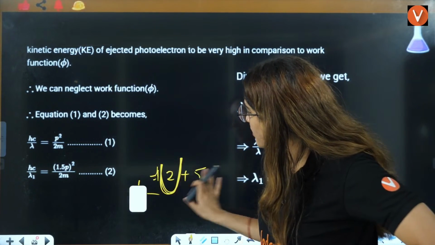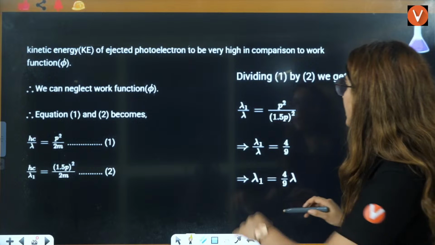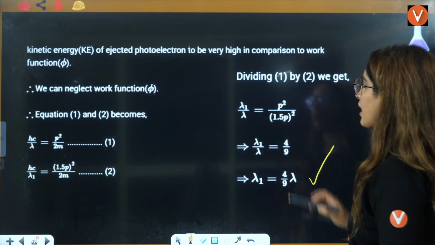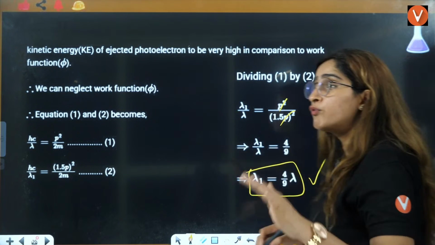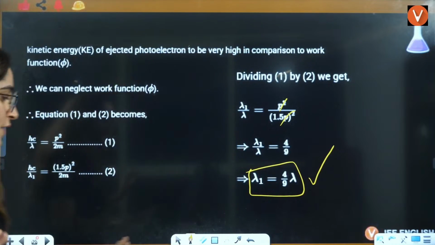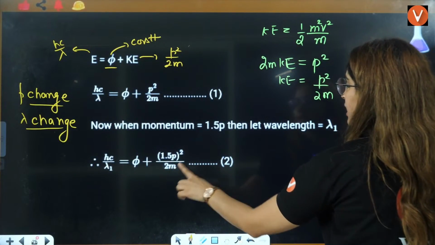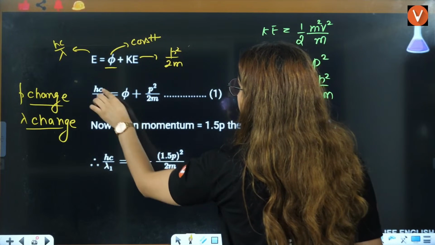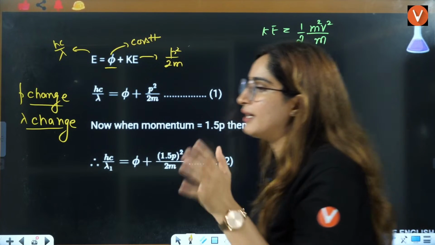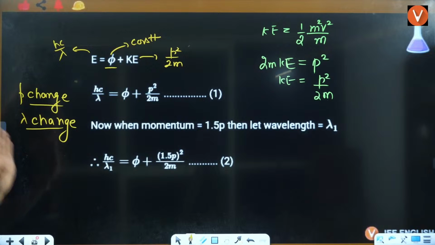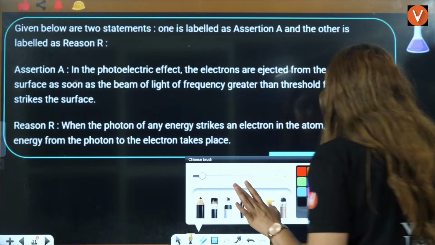Okay. So let's talk about this thing. After neglecting this, you have this particular equation, then you need to just take the ratio of it and you will have your answer. P squared will get cancelled. It will be 4 by 9. So lambda 1 is equal to lambda. If you want to solve it by some other method, you can solve it. Just remember, these are the two equations that you have to solve, right? P will cancel out, 2m will cancel out, work function will cancel out, hc will cancel out. And in the end, you will have the relation of lambda 1 and lambda. Okay? You are math students, so I don't even need to tell you how to solve it, right? So you can easily solve these kinds of equations.